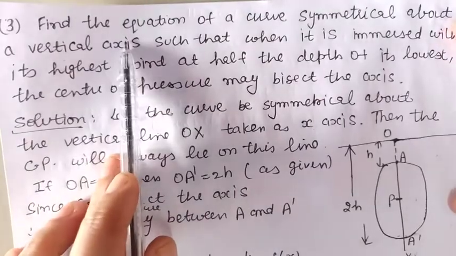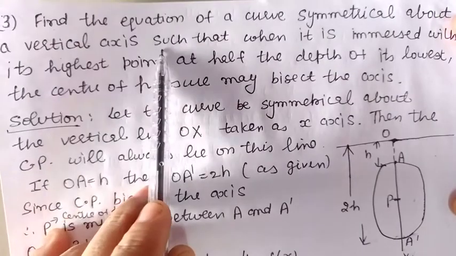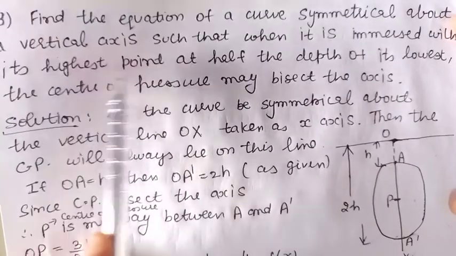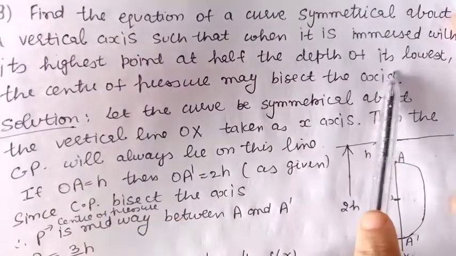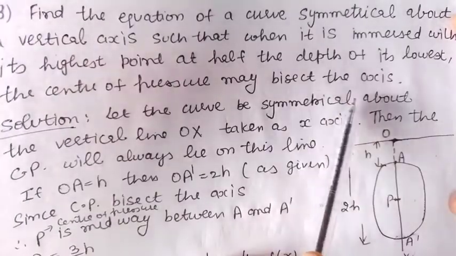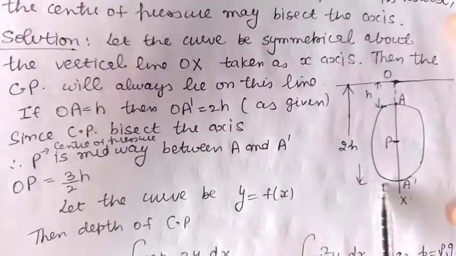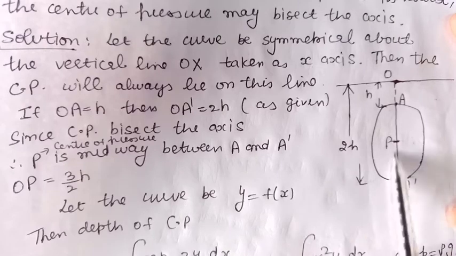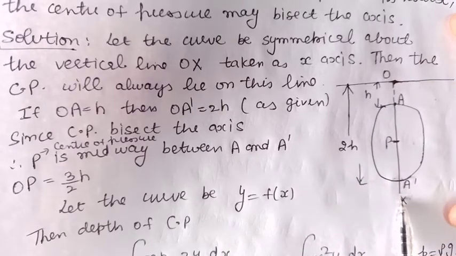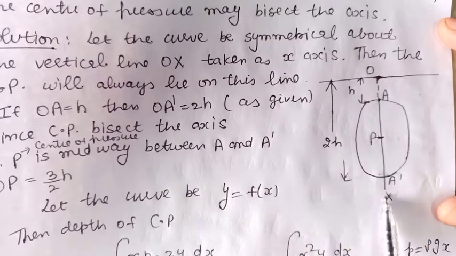Find the equation of the curve symmetrical about a vertical axis such that when it is immersed with its highest point at half the depth of the lowest point, the center of pressure may bisect the axis. Let us take this curve, which is symmetrical about this vertical line OX. This line OX we have taken as the x-axis. So the center of pressure will lie on this line.